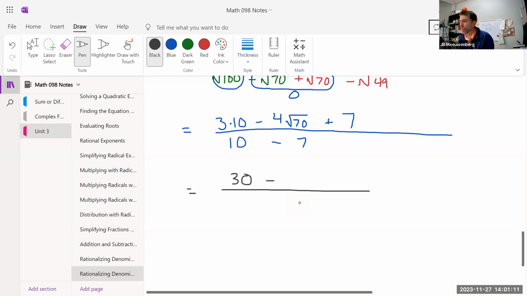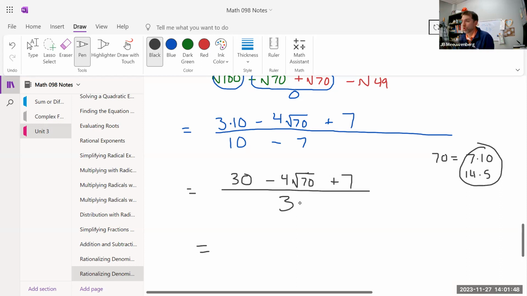Minus 4 radical 70. You might be looking at that radical 70 and thinking, can't I simplify that somehow? Can 70 be simplified? Is there any perfect square inside the number 70? Well, if you start to break it apart, 70 can only be written as 7 times 10 or 14 times 5. There's no other way to write the number 70. There are no perfect squares in here. So this can't be simplified at all. We're just going to leave it like that. I'm going to write that plus 7 there. On the bottom, 10 minus 7 is 3.